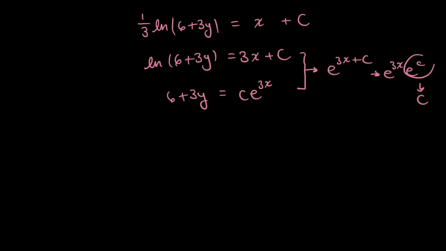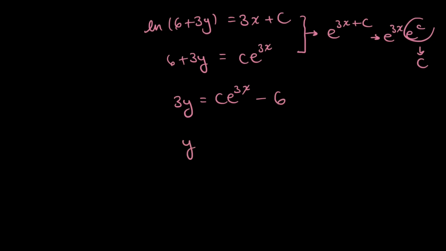Now I'm going to take 6 to the other side and also divide by 3 all in one step. Or actually, let me not rush. So I'll have 3y, taking 6 to the other side, c e to the power of 3x. It becomes negative 6. And then dividing by 3, I have y is equal to c e to the power of 3x minus 6, all divided by 3.